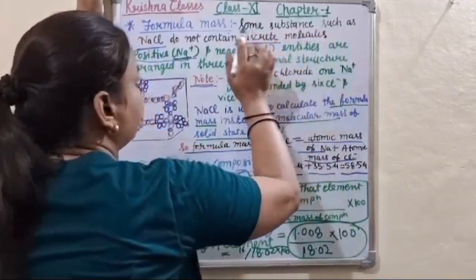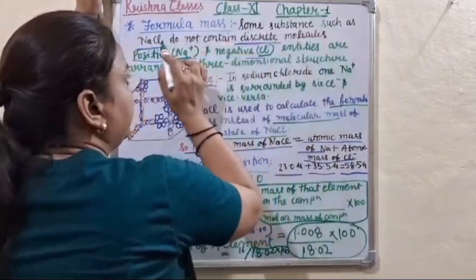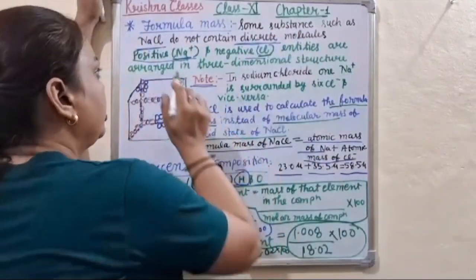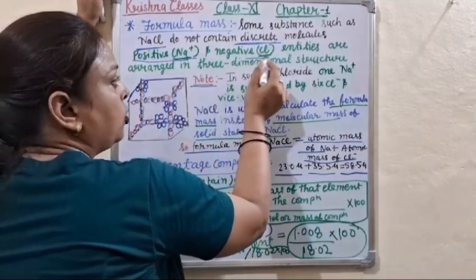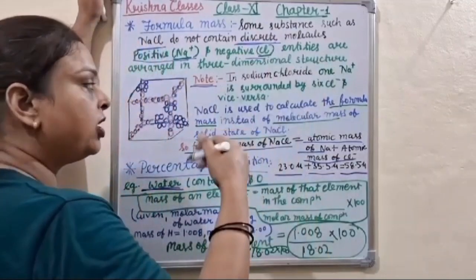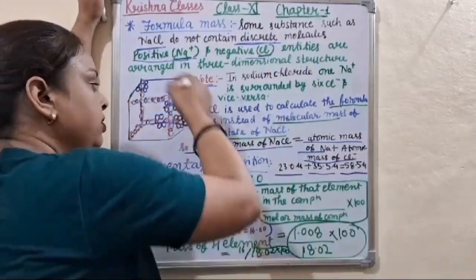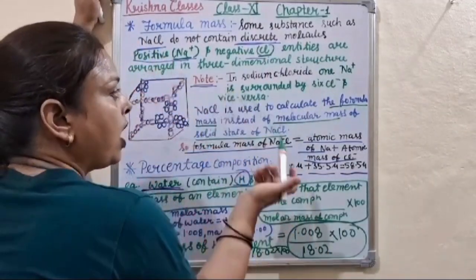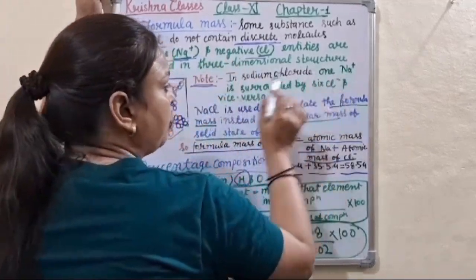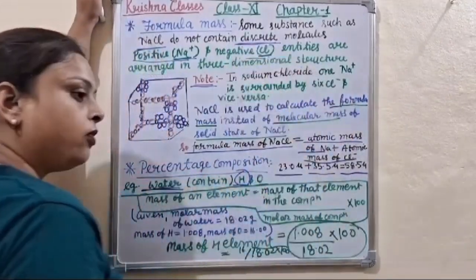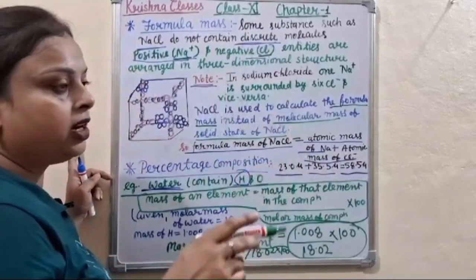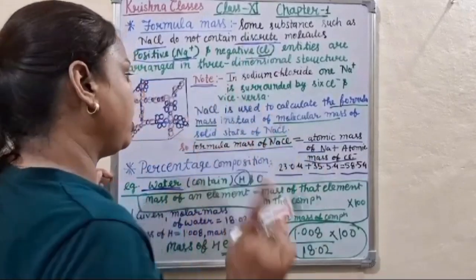Some substances such as NaCl do not contain discrete molecules, it means separate molecules. Positive Na+ and negative Cl- entities are arranged in a 3-dimensional structure. So some points should be noted here. In sodium chloride, 1 Na+ is surrounded by 6 chlorine, or vice versa. It means 6 chlorine are surrounded by 1 Na.